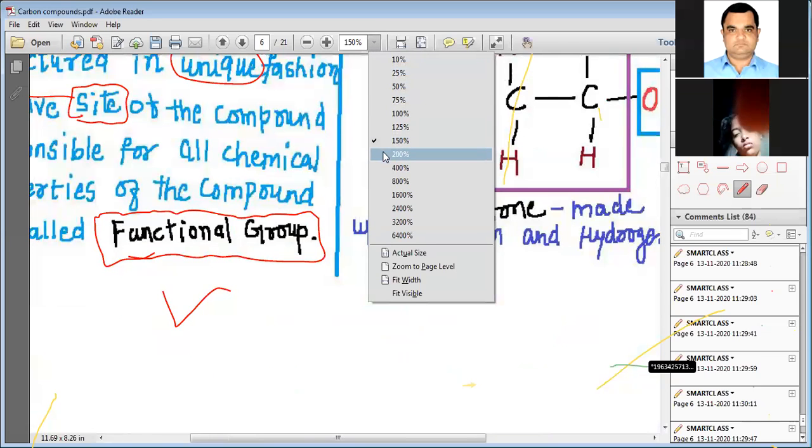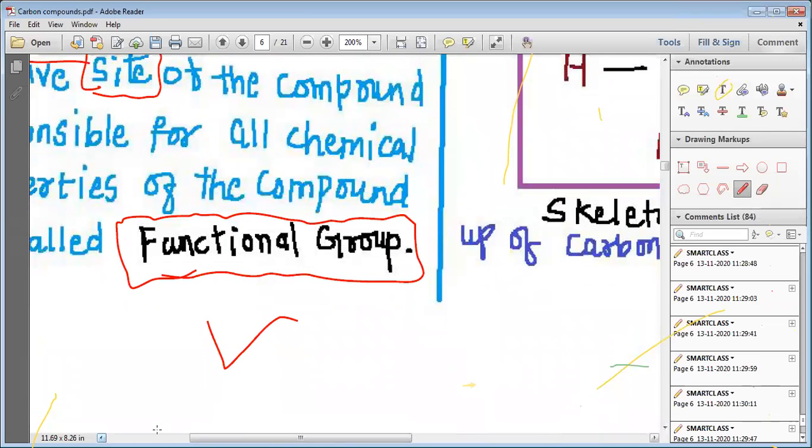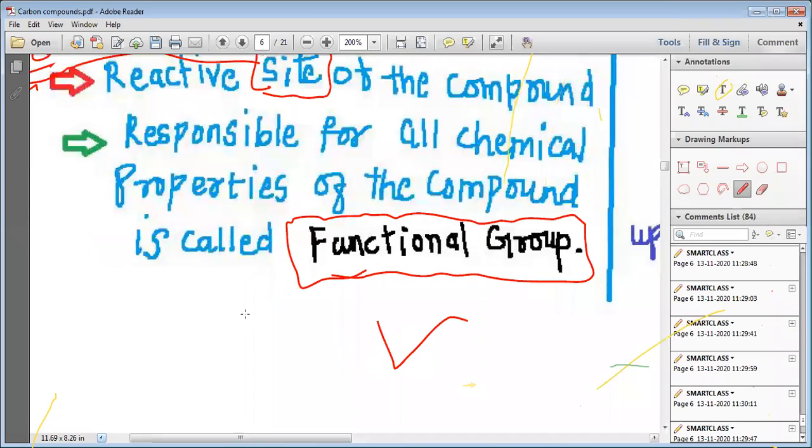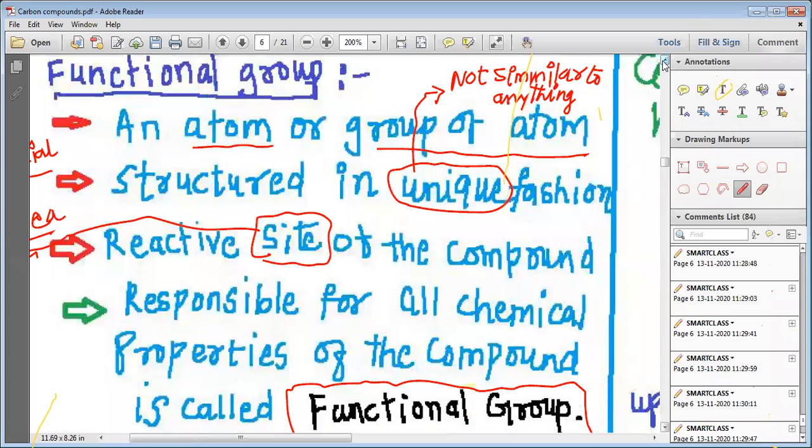So please remember, my dear students, that functional group is the reactive site of the compound. Whatever chemical reaction takes place, this chemical reaction takes place on the functional group itself, and that is why functional group is the reactive site of the compound and responsible for all chemical characteristics or all chemical properties of the compound.